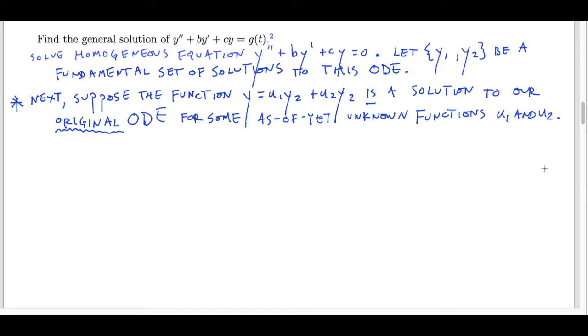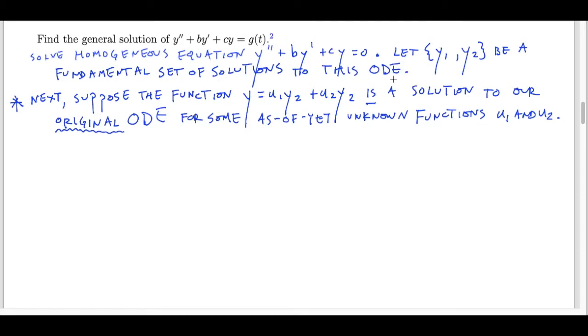Is it fair to assume that there are functions u1 and u2 that will make this function actually a solution to our differential equation? It's hard to justify this answer, but the answer is definitely yes. In fact, there are so many functions u1 and u2 that will yield a function like this that will satisfy our differential equation, that we can actually take the liberty of putting additional restrictions on u1 and u2. So as you'll see in the next couple steps, not only do we need u1 and u2 to be functions such that this will satisfy our ODE, but we can make additional restrictions on u1 and u2.